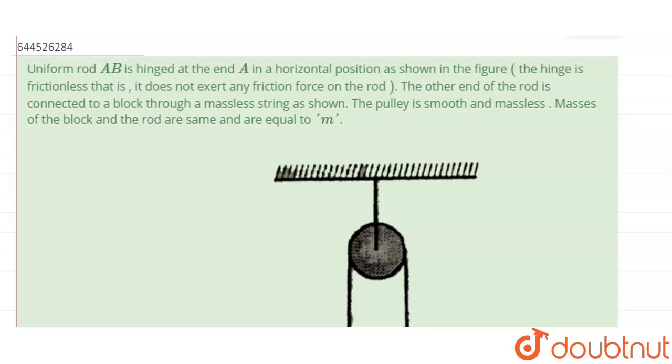So the question is, a uniform rod AB is hinged at the end A in a horizontal position as shown in the figure. The hinge is frictionless, that is, it does not exert any friction force on the rod. The other end of the rod is connected to a block through a massless string. As shown, the pulley is smooth and massless. Masses of the block and the rod are the same and are equal to m.